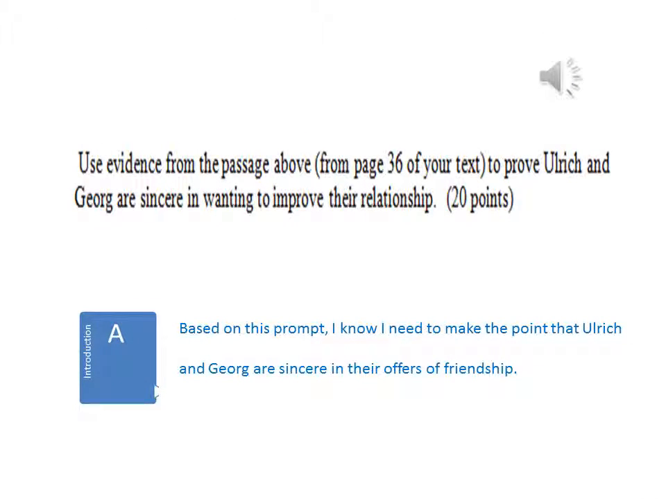So, let's look back at the prompt. It says, use evidence from the passage above, from page 36 of your text, to prove Ulrich and Georg are sincere in wanting to improve their relationship. Based on this prompt, I know what point I need to make. I need to say that they're sincere in their offers of friendship. I shouldn't say anything else. That's my main point.